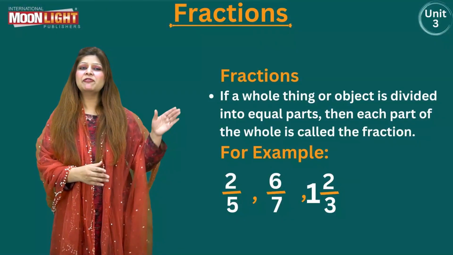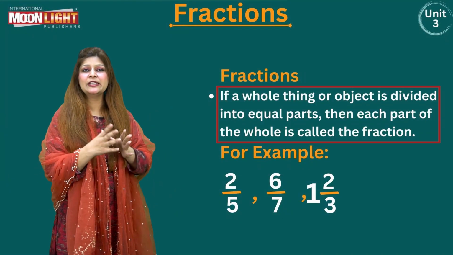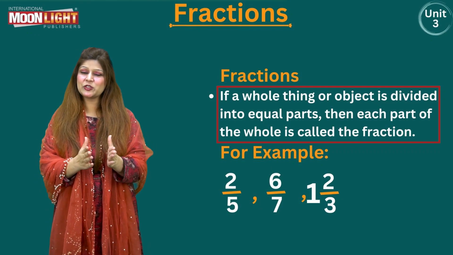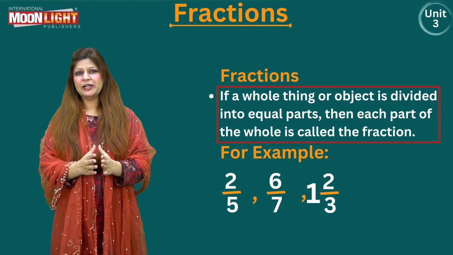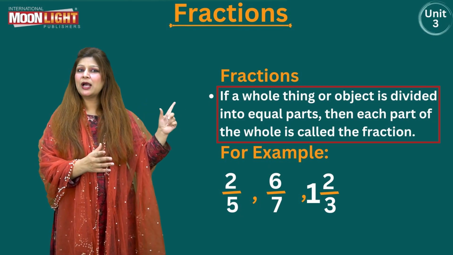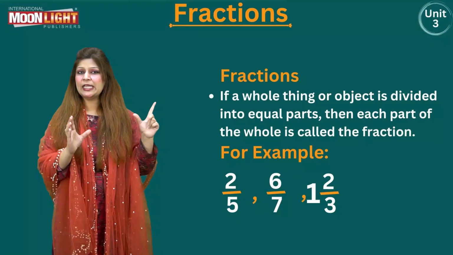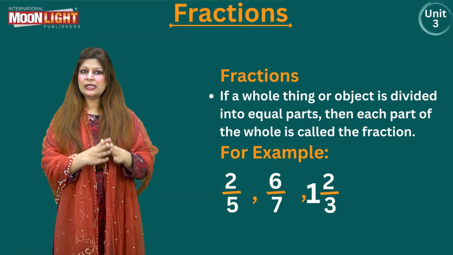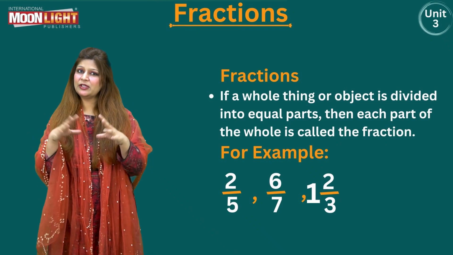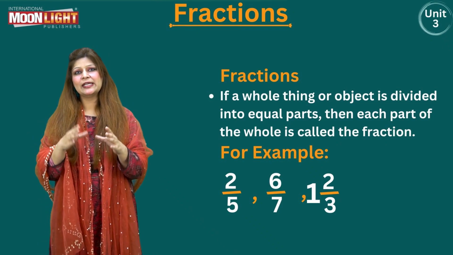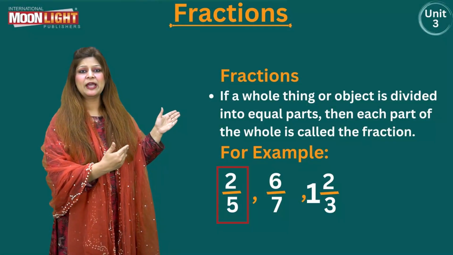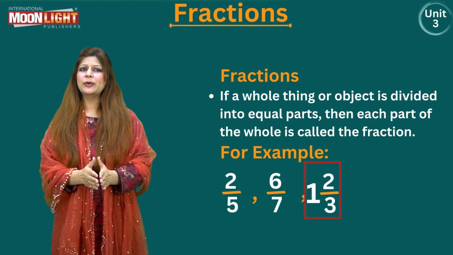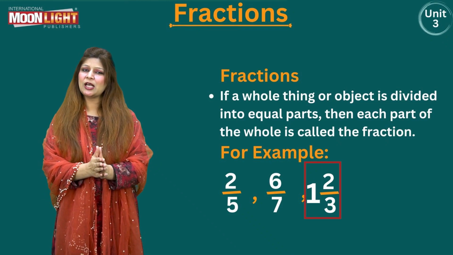So if a whole thing or object is divided into equal parts, then each part of the whole is called a fraction. Do remember that. This is really very important because each part and equal parts are really very important for the fraction. Each part of the given whole thing or object is the fraction. For example, 2 by 5, 6 by 7, or you can say 1 whole 2 by 3, which is a mixed number, which is also a fraction.